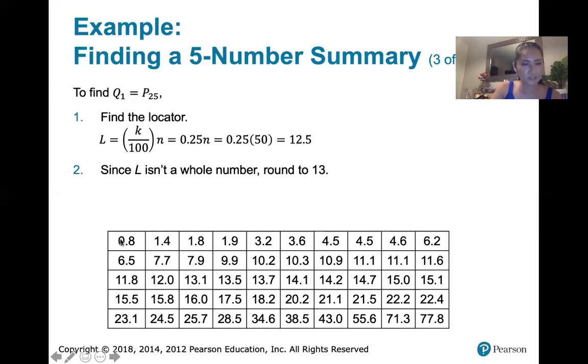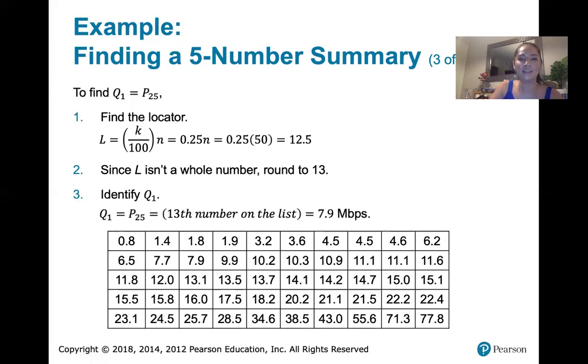Since this is already sorted, it's not too bad. 1, 2, 3, 4, 5, 6, 7, 8, 9, 10 is in the first row. And then we've got 11, 12, and 13 in that second row. So 7.9 is our first quartile, or the 25th percentile, and that's 7.9 megabits per second.